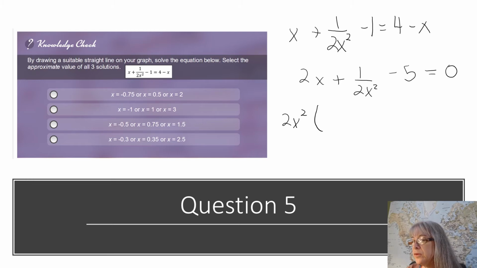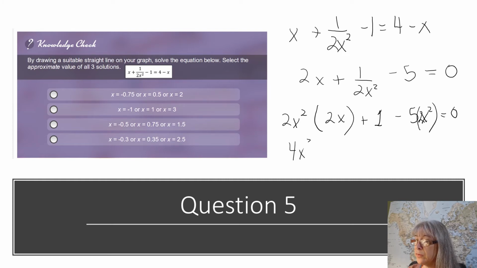And then what you can see in this is going to be 2x. And then this one's going to be 1. And then this is going to be 5 minus x, minus 5 times 2x squared. Let me just shove that in. 2x squared equals 0. So now what do I have? I have a 4x cubed plus, I'm going to do over here, a negative 10x squared. And then I'm going to have my plus 1 equals 0.